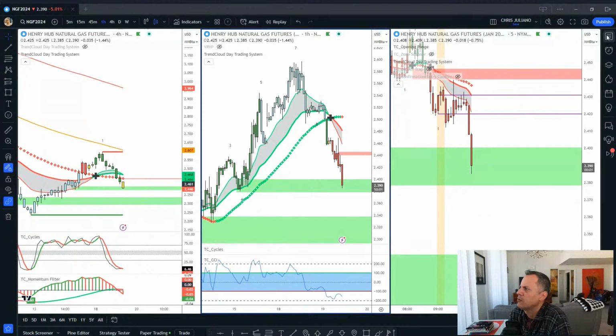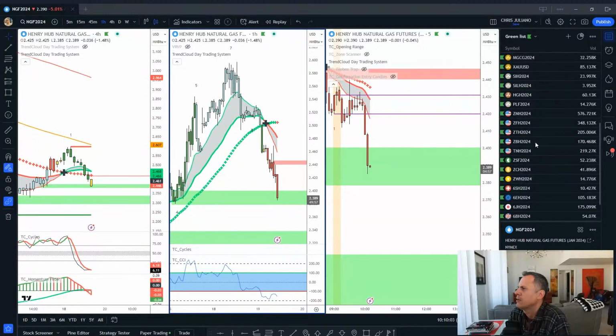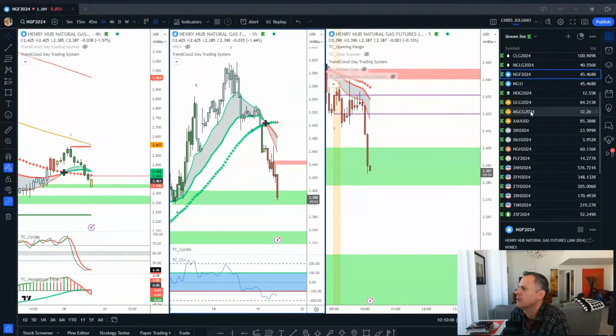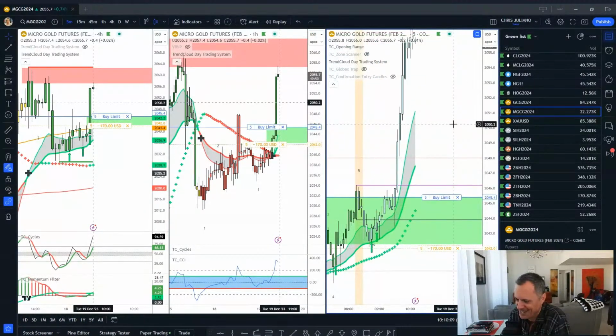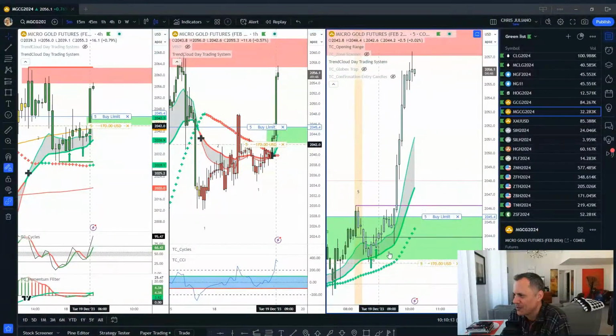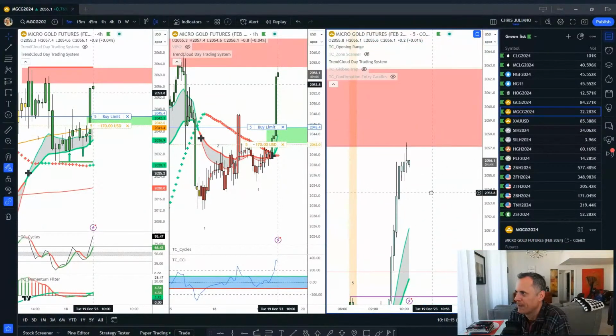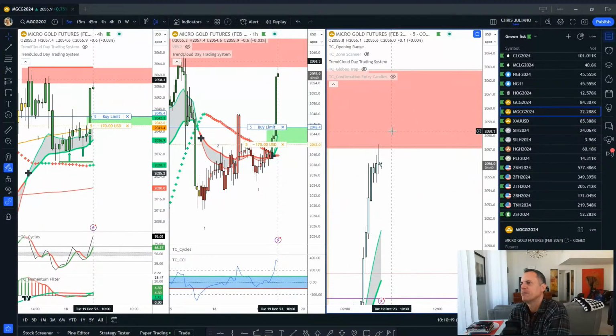How is our gold trade doing? We've got a thing on gold here as well. Oh my goodness, Kazi, what the hell? Well, Kazi got in on this. He took the TrendCloud signal, bam, and there you go. And so it did hit the signal.